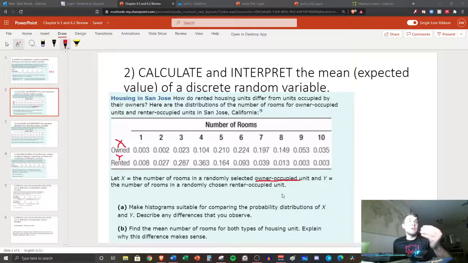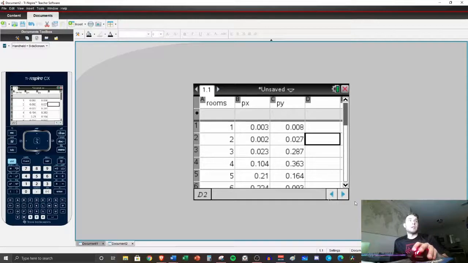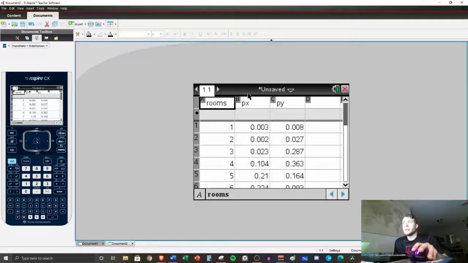So now you're going to take your Inspire and we're going to set it up. And I'm going to go ahead and pull this over to my main screen here. This is how we want to set this up. I would call this first list rooms. So we have our rooms here, which is this top row. Normally we would put X there, but because we have these separate probabilities, we're going to put it like this. So P of X and P of Y.